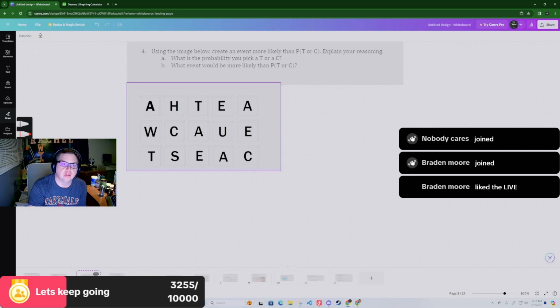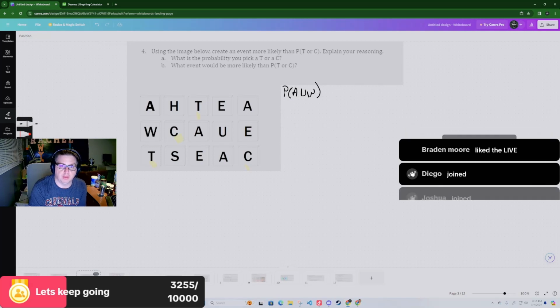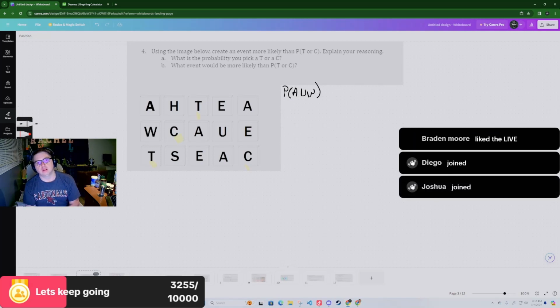All right. Using the image below, create an event more likely to happen than the probability of T or C. Well, if I look at T, there are 2 of them, and C's, there are 2 of them. Well, just by looking at that, I can see 4 A's right there. So I'm definitely going to do the probability of A, or, and it doesn't matter, anything I pick that's out here is going to be a probability that is more than T or C.